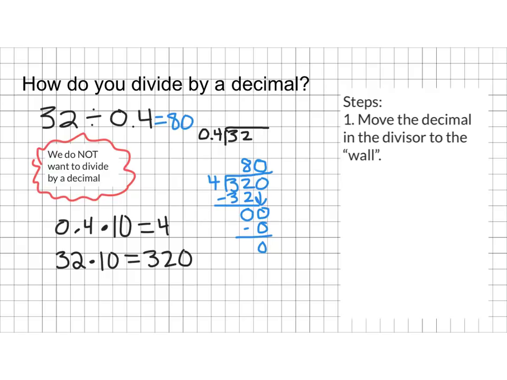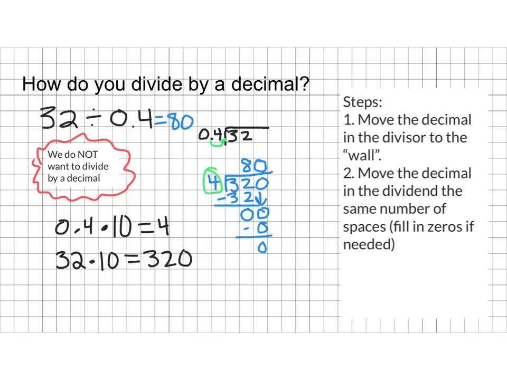So the first step is that we're going to move the decimal in the divisor, that's the 0.4, to what most students think of as the wall. So we're moving the decimal over one spot like that to its new place here. Notice now instead of having a 0.4, we have a 4, just like down here.